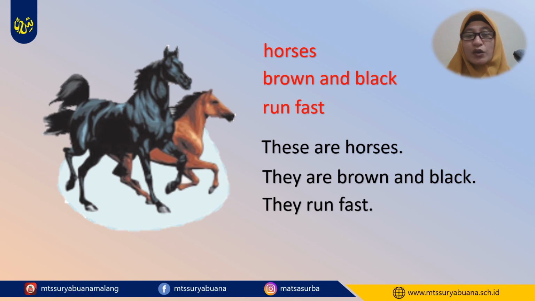When we talk about one animal only, we use "is". Now, because there are more than one, we use "are" here. Not "this is an animal", but "these are". These are horses. They are brown and black. They run fast.